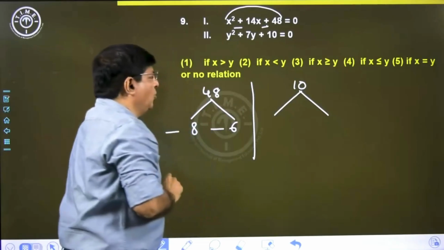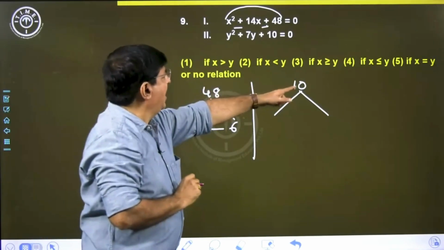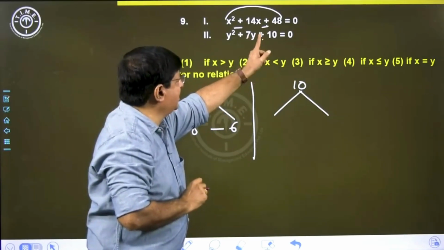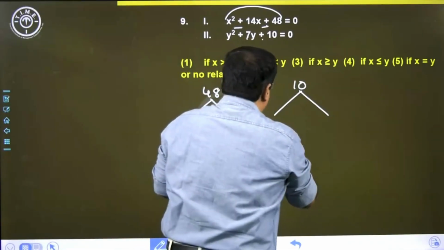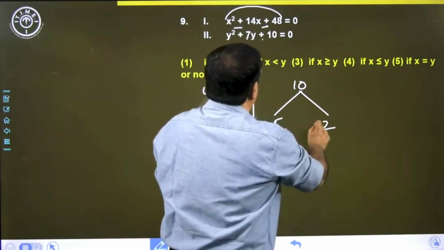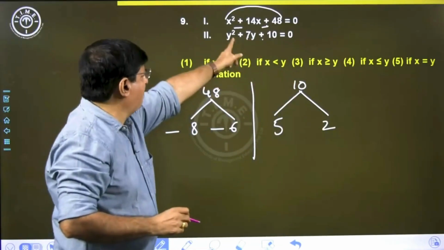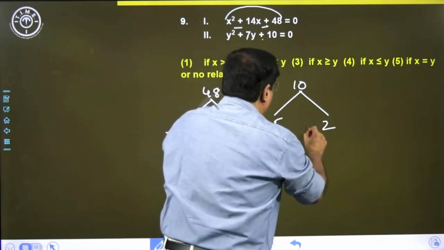Two numbers whose product is 10 and the sum is 7. Because there is a plus here, I should add two numbers to get this value 7. 5 and 2, bigger number first. 5 plus 2 is 7. 5 into 2 is 10. Plus and plus, both the signs are here, minus.